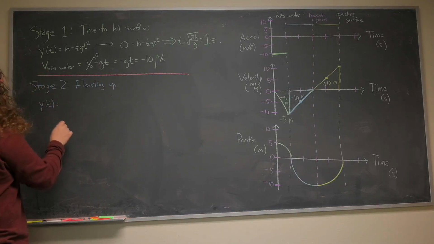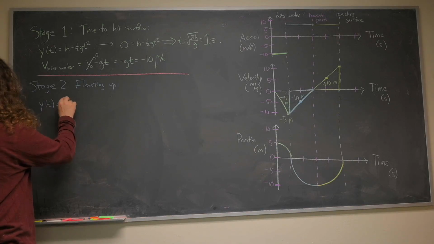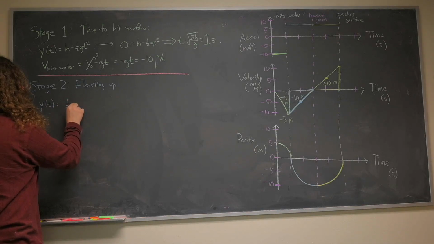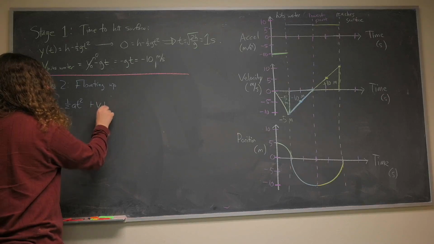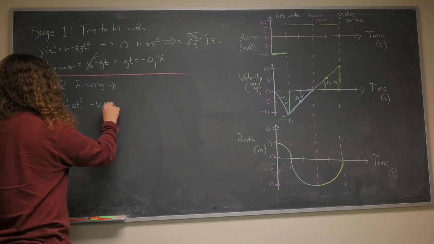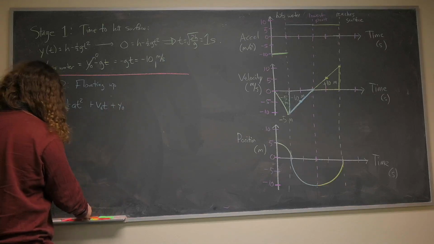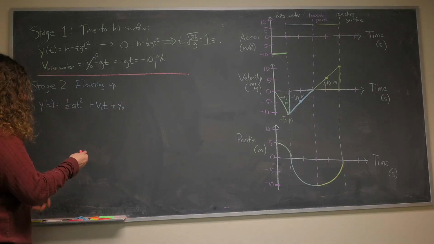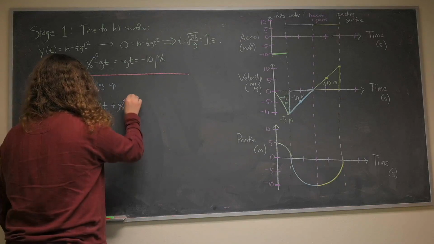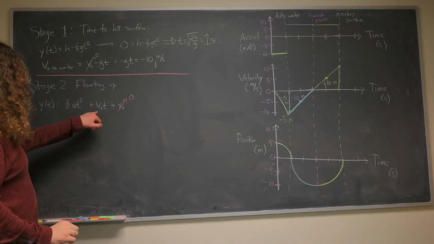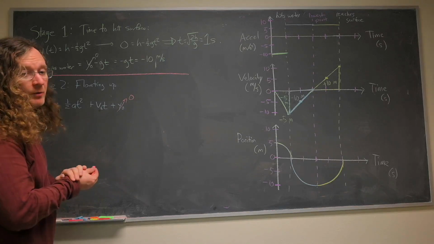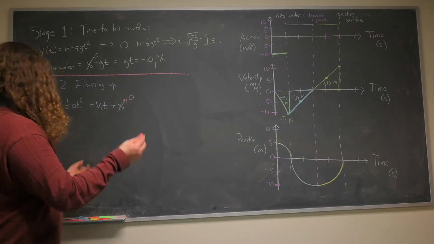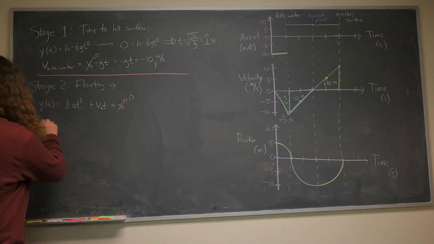Here, y of t is, well, let's write down everything: 1/2 at squared plus v naught t plus y naught. Now many of these things are 0. This is 0 because we're starting from ground level, and this velocity is the velocity with which it hits the water.